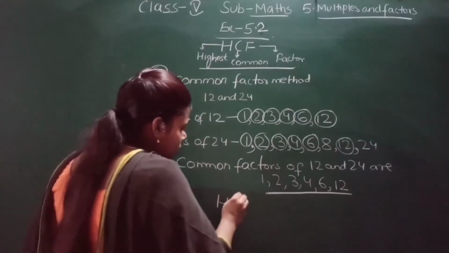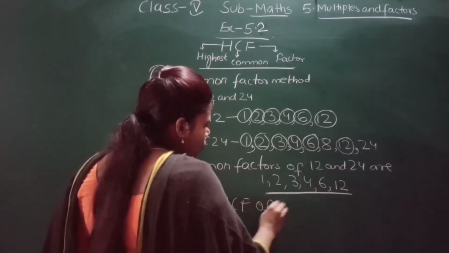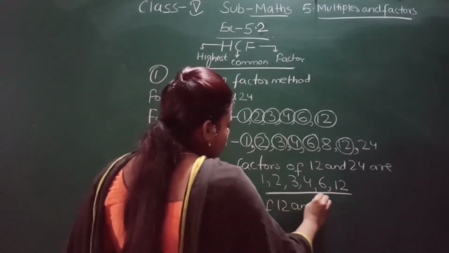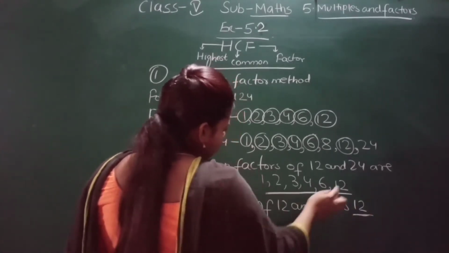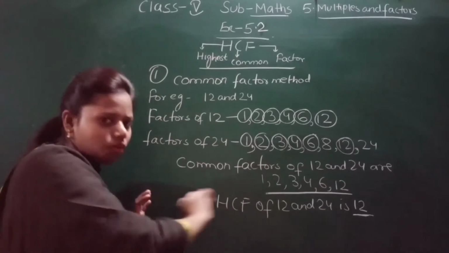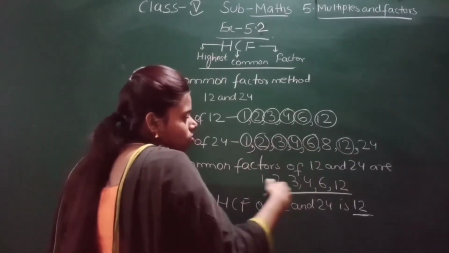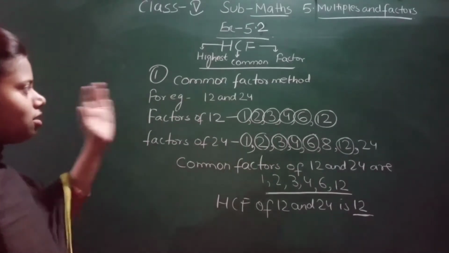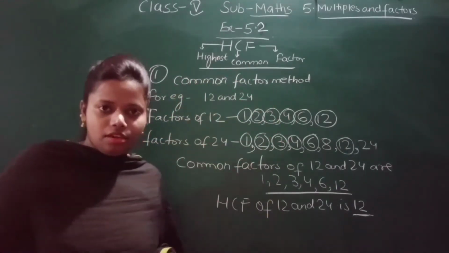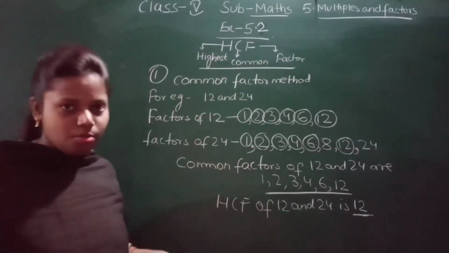So what will be the HCF? HCF of 12 and 24 is what? 12. This is the answer. Highest common factor means you will find the factors, and which one is the biggest one, which one is the highest one, that will be your HCF. So this was to find HCF by the common factor method. Okay, now let us see the other method.